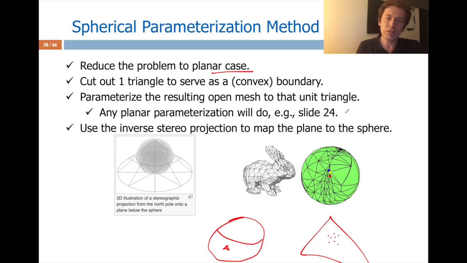Any parameterization will do, like the cotangent weight one, etc. Then I have this shape in 2D. There is something called stereo projection, which is the example of it is here. From the north pole of this sphere, if I do it, I end up with this 2D. So you will do the inverse of it to get from plane to the sphere. So it's the results. Spherical parameterization of the bunny is this, not that impressive, but it is at least sphere.